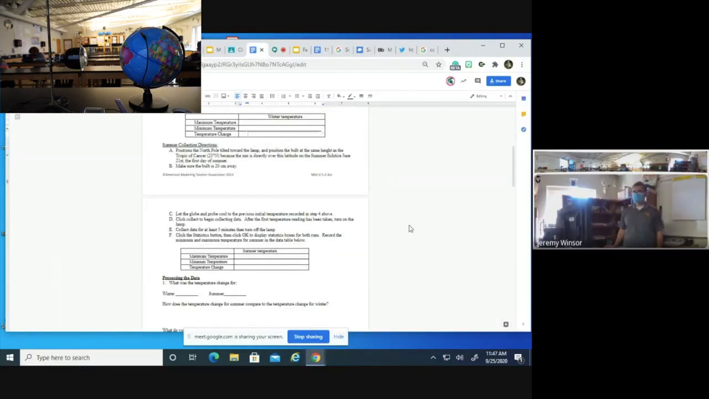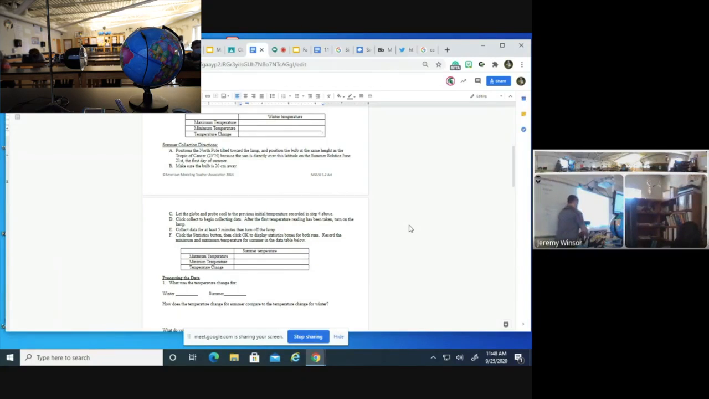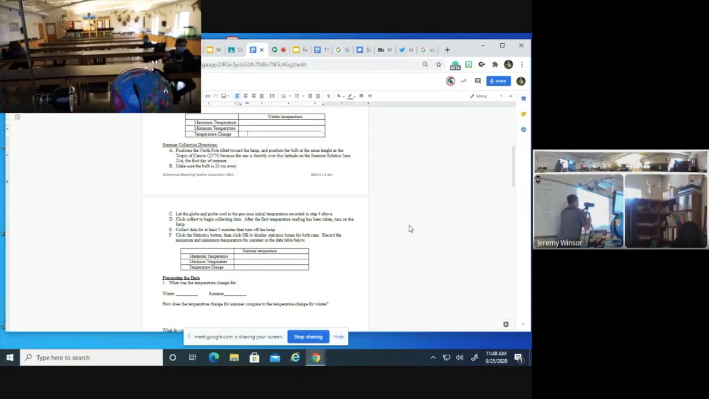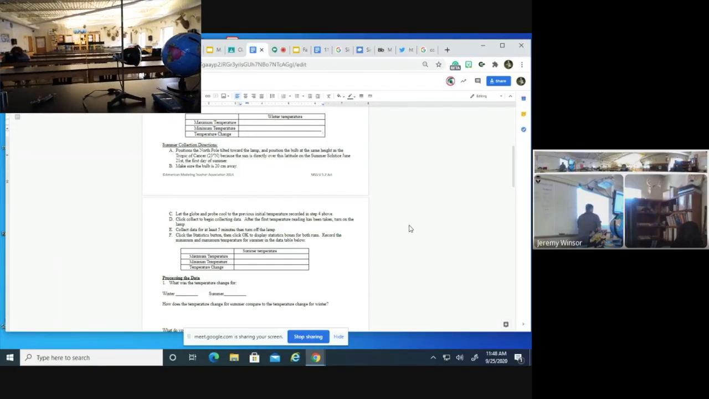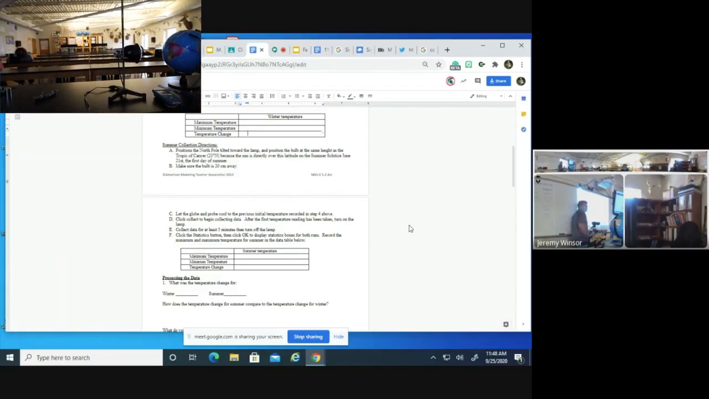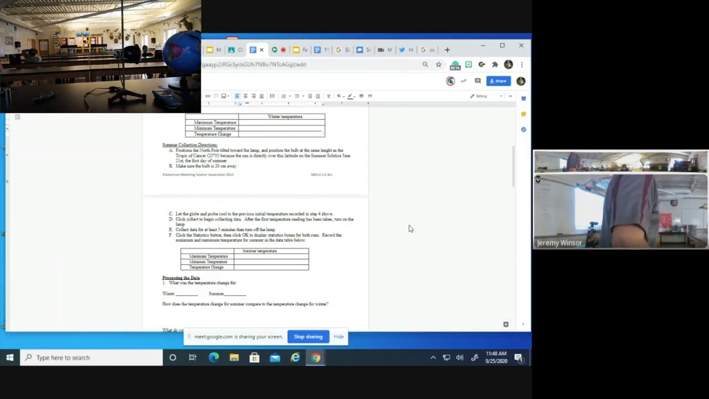The next one, summer data collection. So how do we need to rearrange this globe so that we are collecting summer data? During the summer it doesn't get colder. What does the globe, our Earth, do around the sun? It goes around.